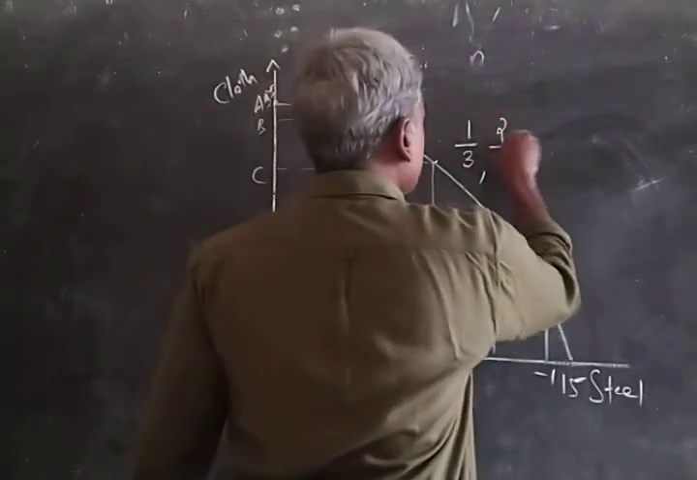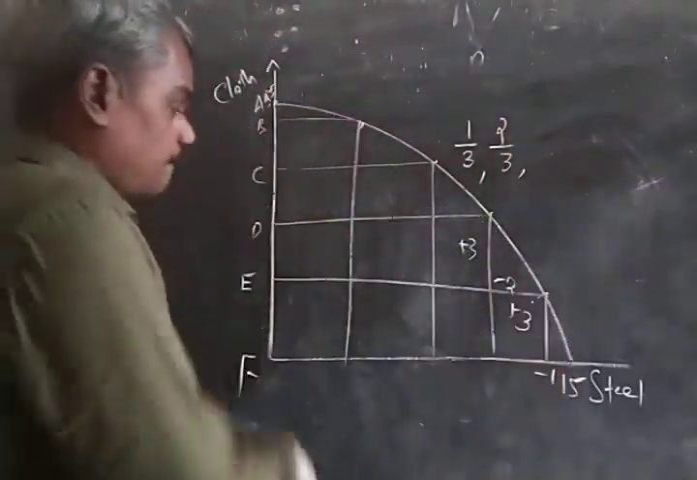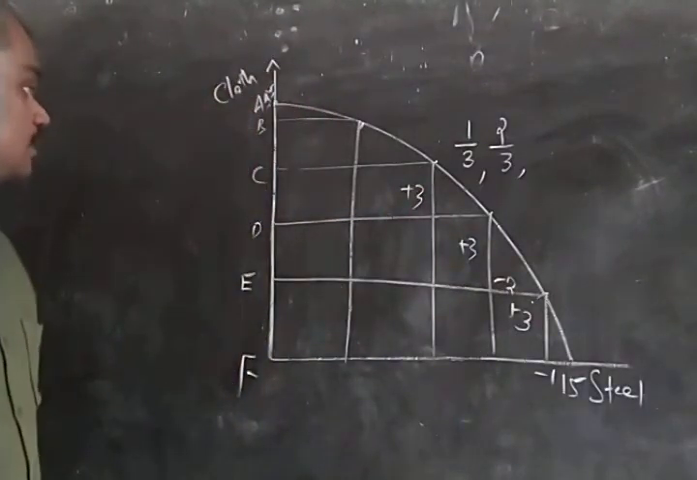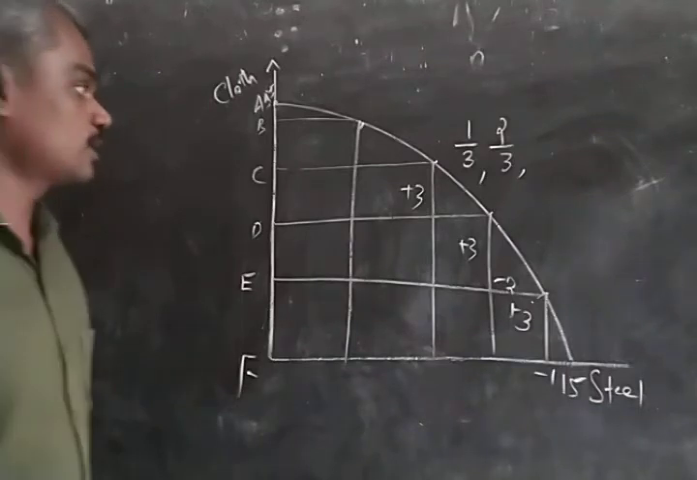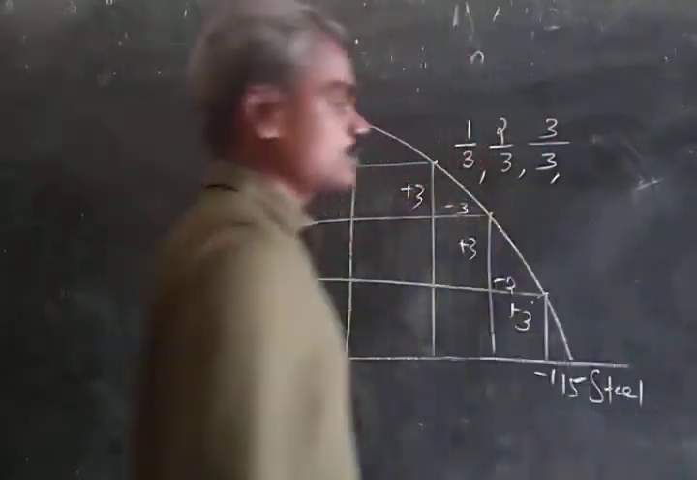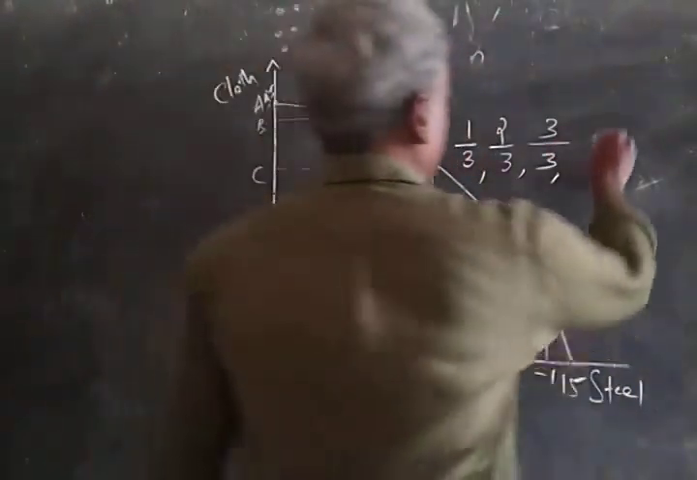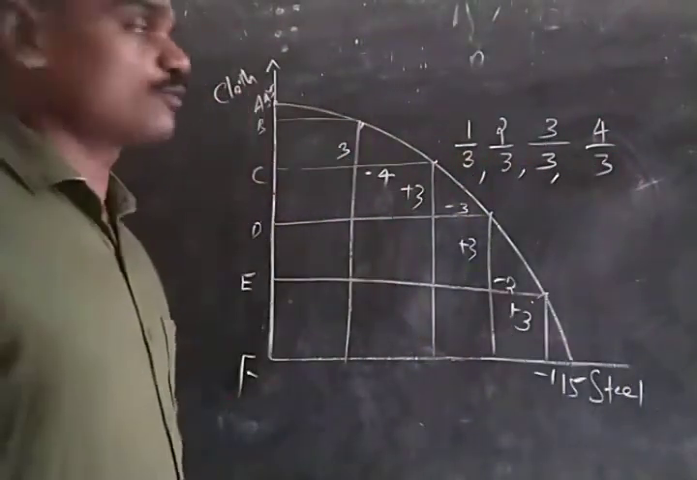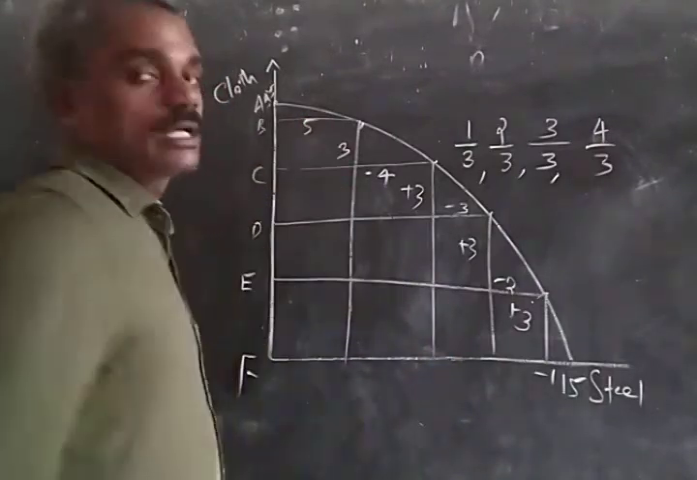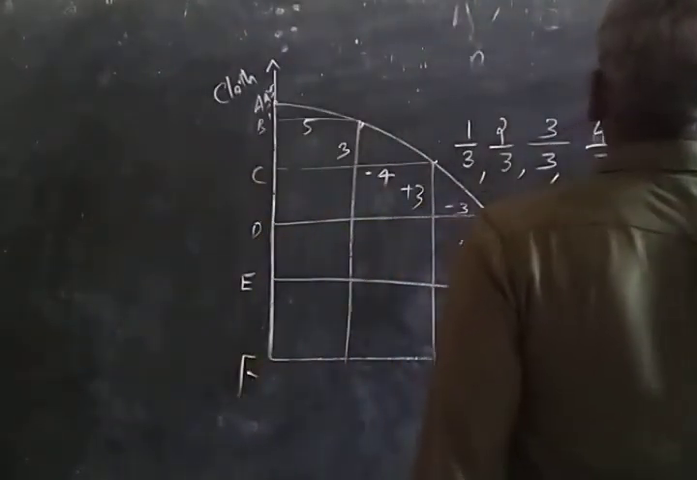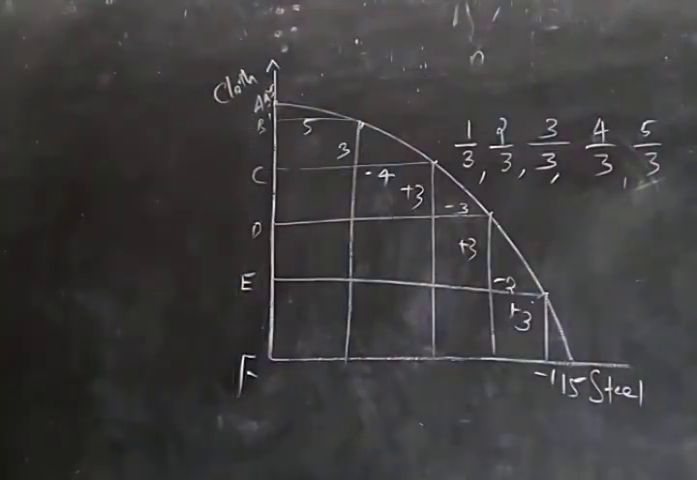1 by 3, 2 by 3. Now again 3 more units of cloth are added in combination C, but here 3 units of steel are given out. So opportunity cost becomes 3 by 3. Then again 4 by 3. Here 4 units of steel are given up for 3 units of cloth. Here 5 units of steel are given up for 3 units of cloth, so it becomes 5 by 3. Okay, 1 by 3, 2 by 3, 3 by 3, 4 by 3, and 5 by 3.